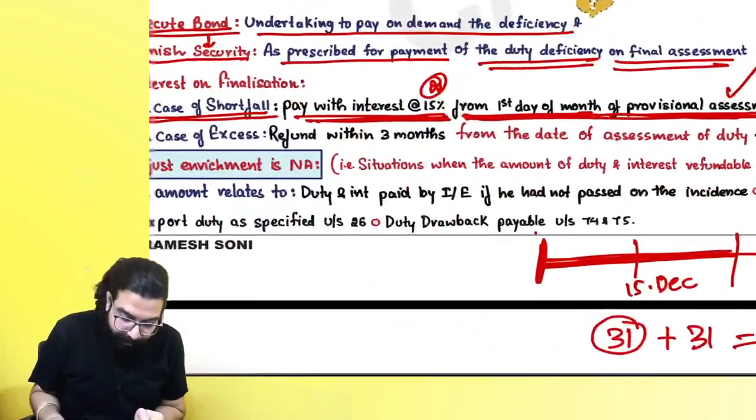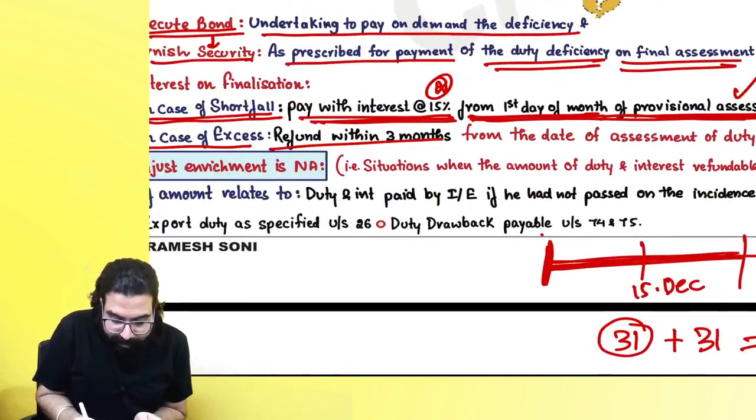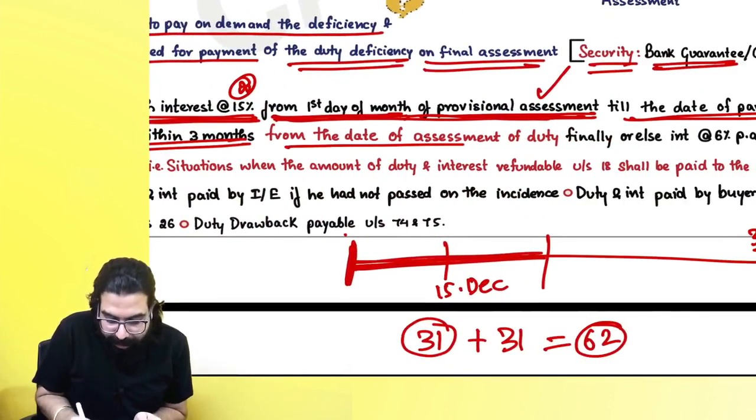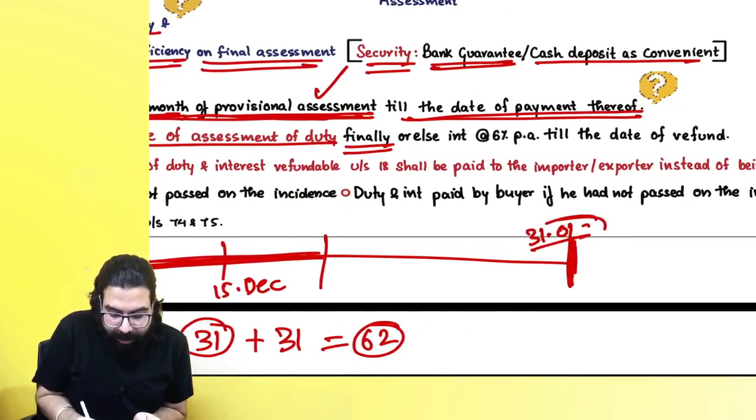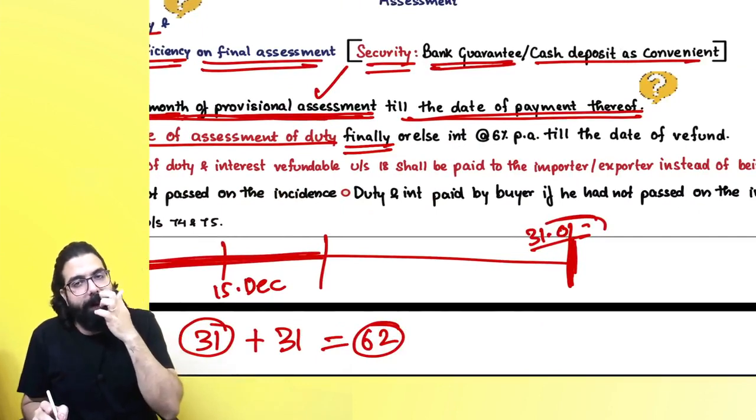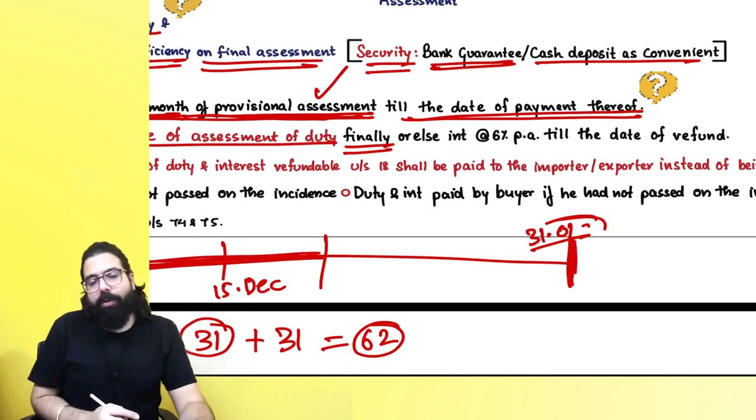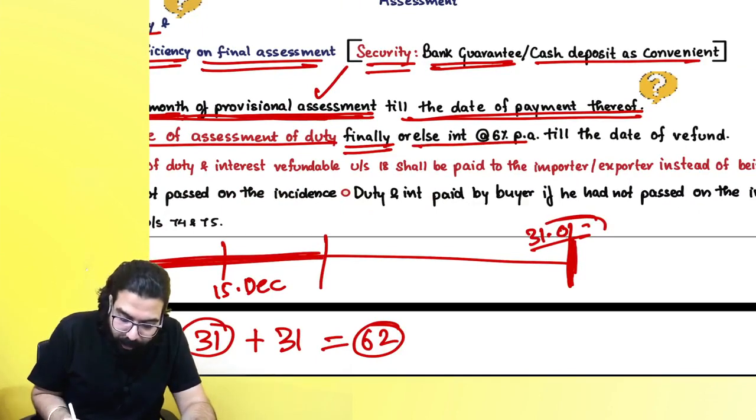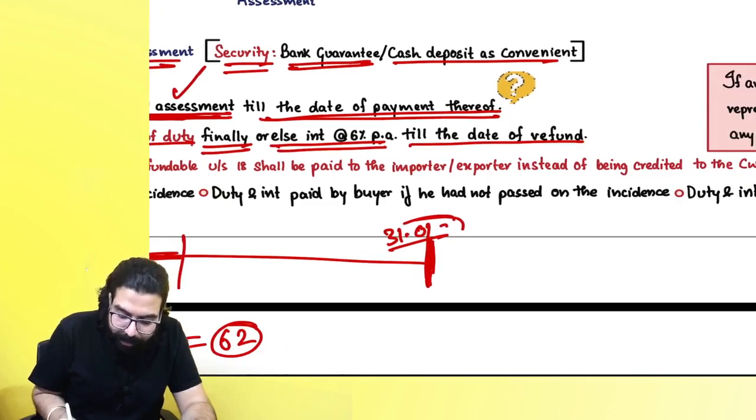Okay sir. Then, in case of excess, refund will be given within 3 months from the date of assessment of duty. Finally, if within 3 months they don't give you the amount, then they will give you interest at the rate of 6% till the date of refund.